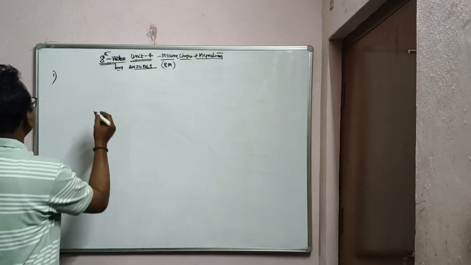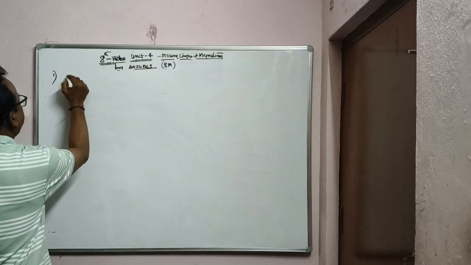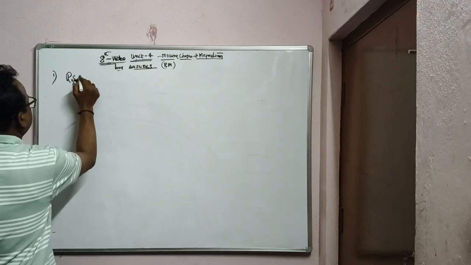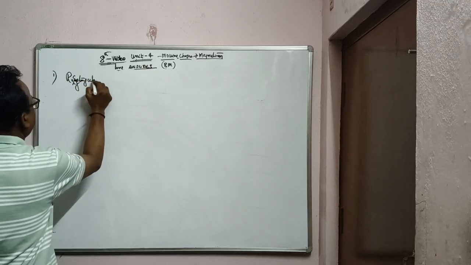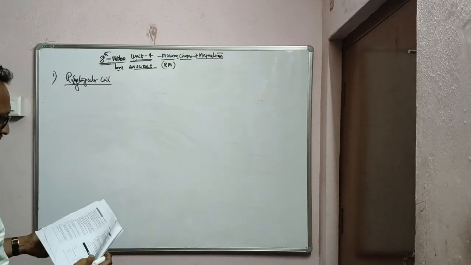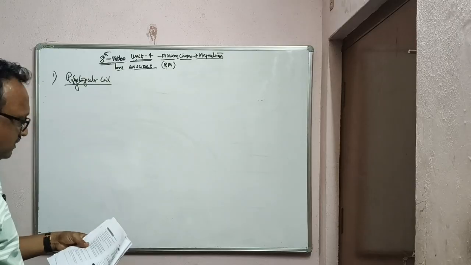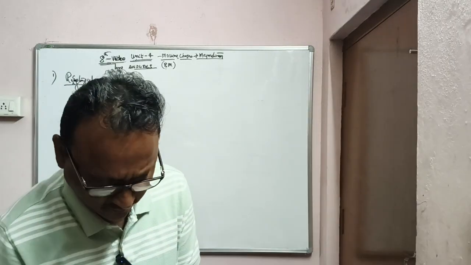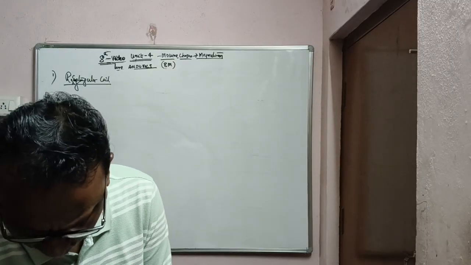So here I will take a rectangular coil for this one. I'll take a rectangular coil. Okay? So this diagram, let's draw with a different pen. For that, I'll draw the diagram with the blue pen.